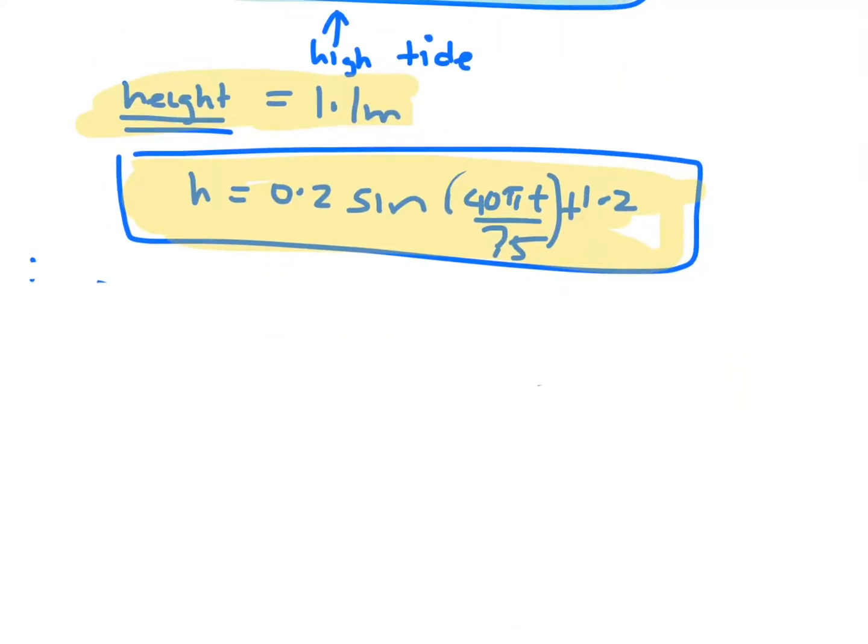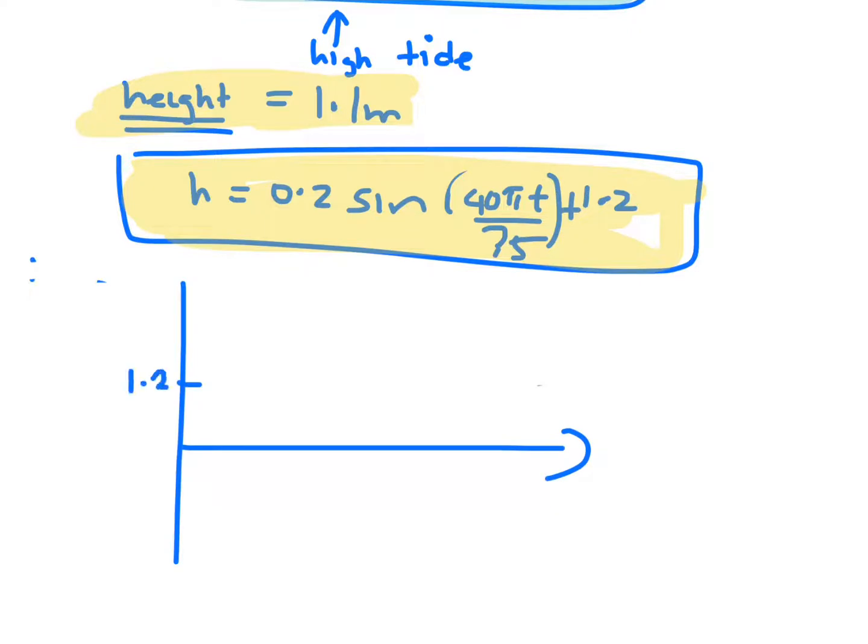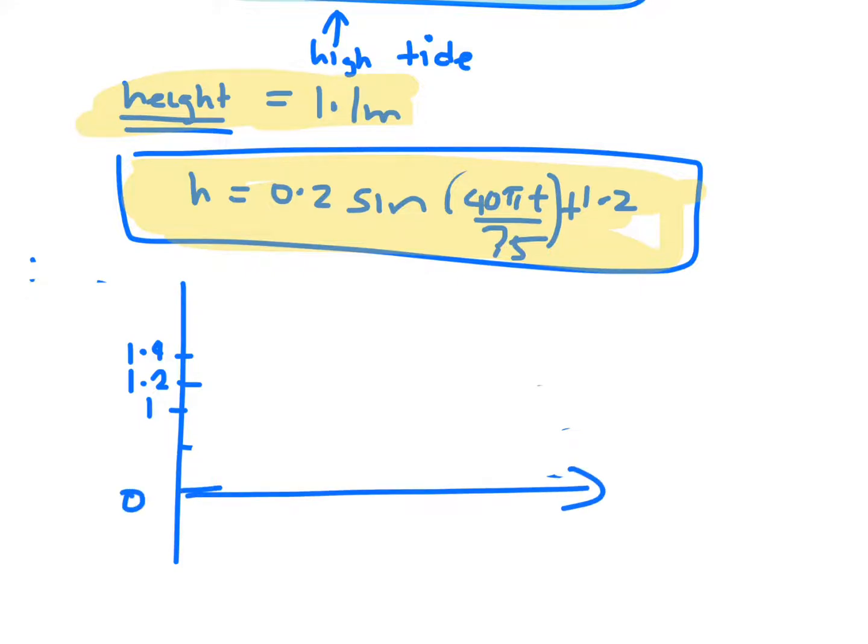So when you're looking graphically, this is a shift of up 1.2. That means it'll go up to 1.4 and it'll go down to 1. I potentially could draw a better scale than this. So 1 would approximately be there and there's 0.